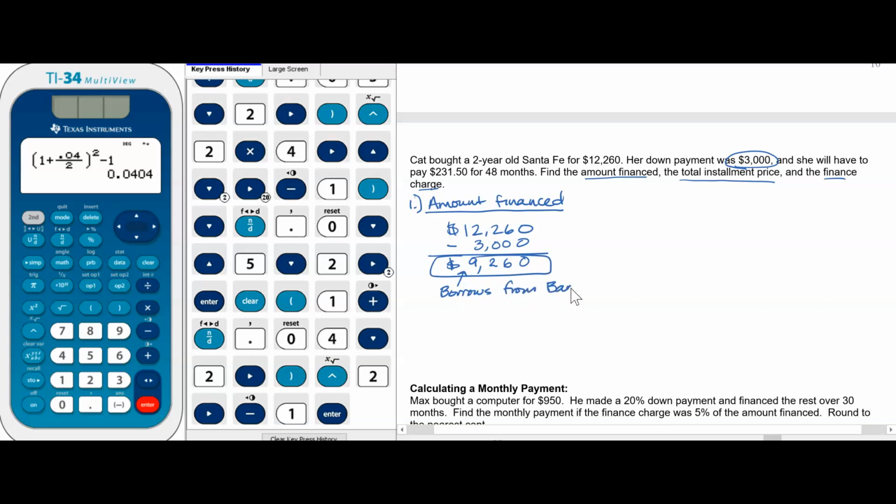So it's advantageous, whenever you're buying something with payments, whether it be something small or big like a house, the more that you can put down, the better, because it means you're borrowing less money, and that means less money that you have to pay in interest.